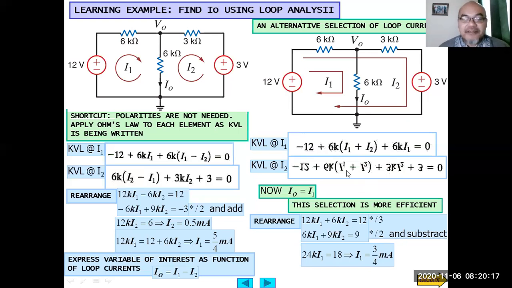Why is it not the same? It should be the same.